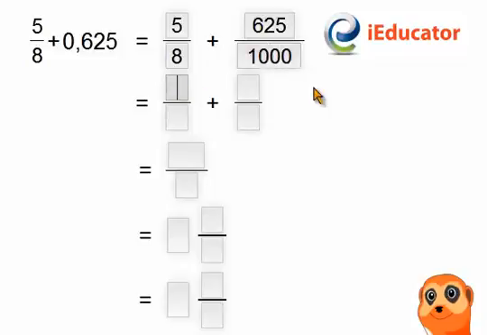Right, that equals 5 over 8. Now I know that this can be reduced. 125 can go into 625 5 times, and into 1000 8 times. So we have 5/8 plus 5/8. They've both got the same denominator, so 5 plus 5 equals 10, which we place over the 8.